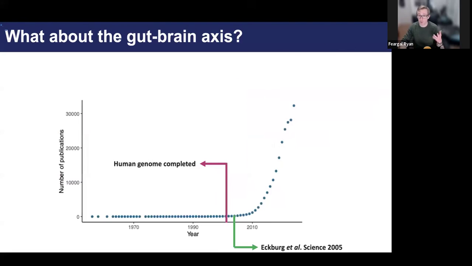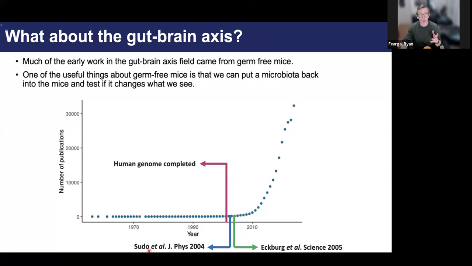And so now you might be saying, well, Fergal, what about the gut-brain axis? So right around the time, just after the human genome was completed, and right before Ekberg et al. published a seminal paper on microbiome science, there was another group of authors, Sudo et al., that published a paper that showed that mice without a microbiome have heightened stress responses. And so this paper is often recognized now as the beginning of the modern field of gut-brain axis research. And so much of this work happened in germ-free mice.